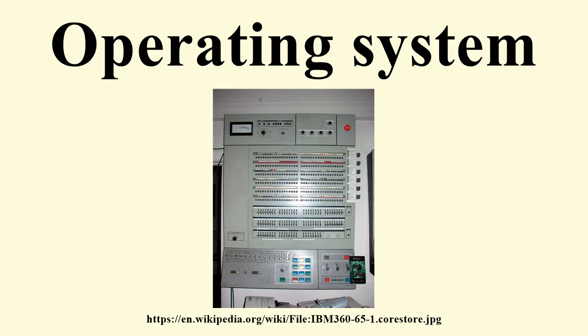The alternative CP-67 system for the S/360-67 started a whole line of IBM operating systems focused on the concept of virtual machines. Other operating systems used on IBM S/360 series mainframes included systems developed by IBM: COS/360, DOS/360, TSS/360, TOS/360, BOS/360, and ACP, as well as a few non-IBM systems.